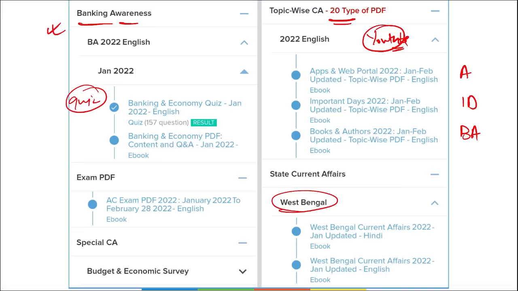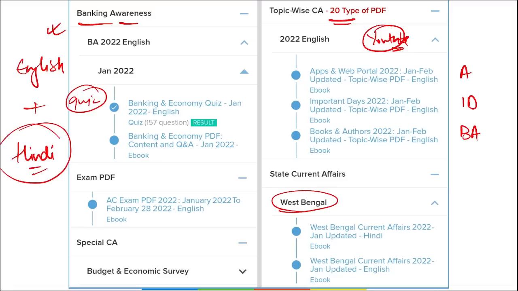Here you can see the current affairs, and all this content that we provide you is bilingual. That means we provide it in English as well as in Hindi also. Alright, so all the students who are from the Hindi language will also benefit through our course.